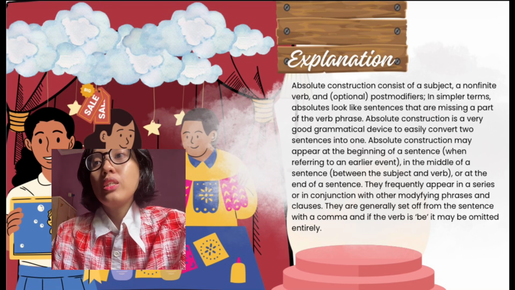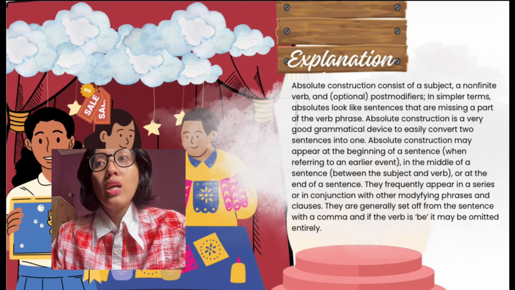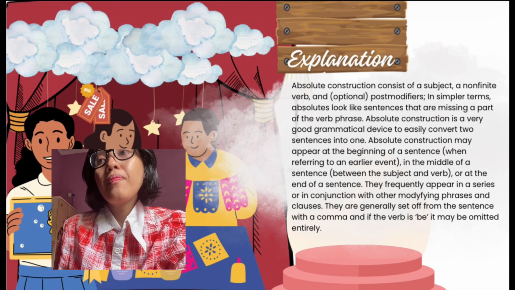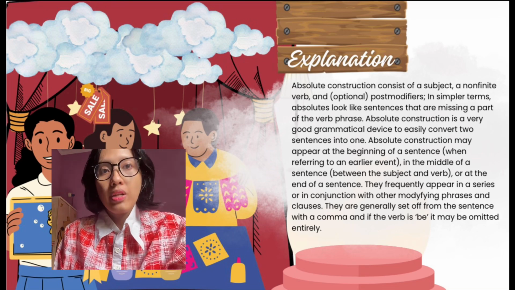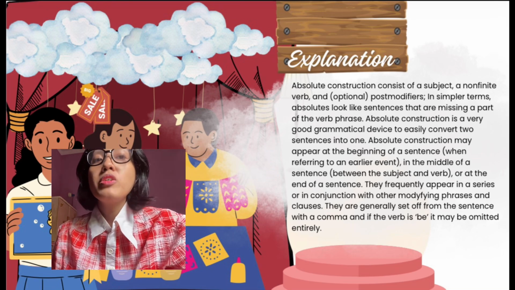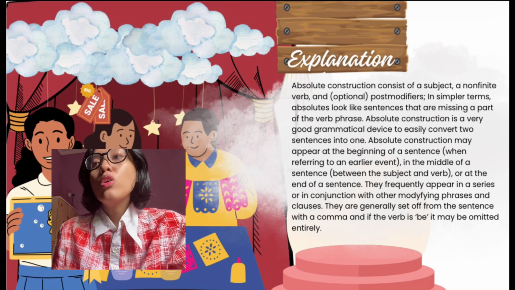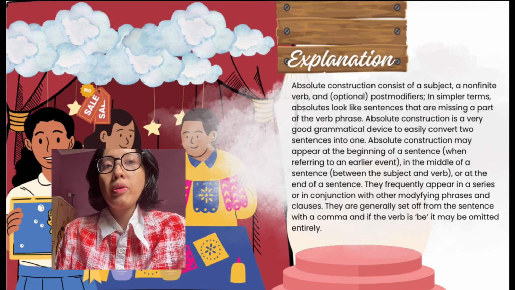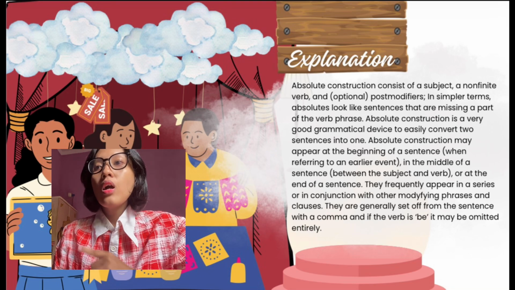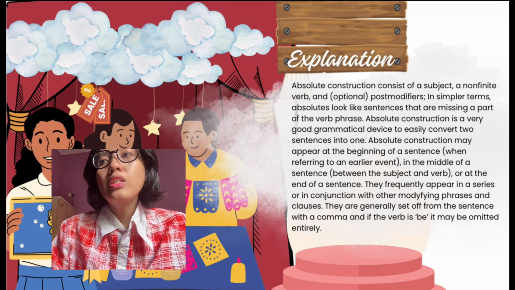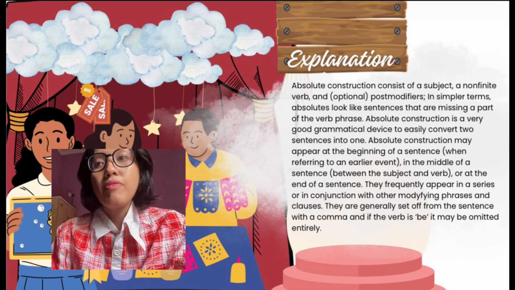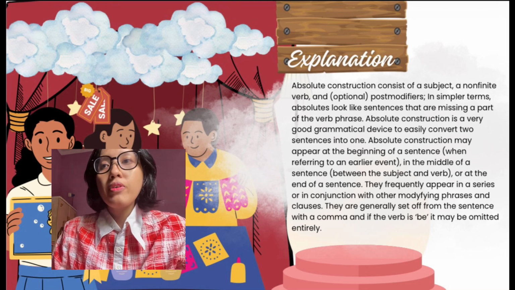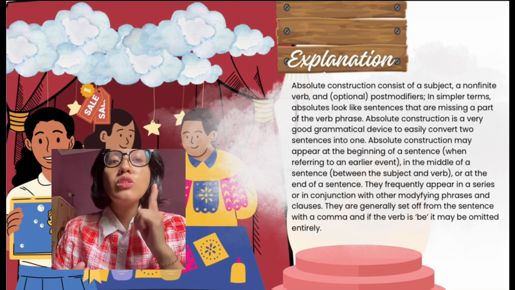Absolute construction consists of a subject, a non-finite verb, and optional pause modifier. In simpler terms, absolutes look like sentences that are missing a part of the verb phrase. Absolute construction is a very good grammatical device to easily convert two sentences into one.